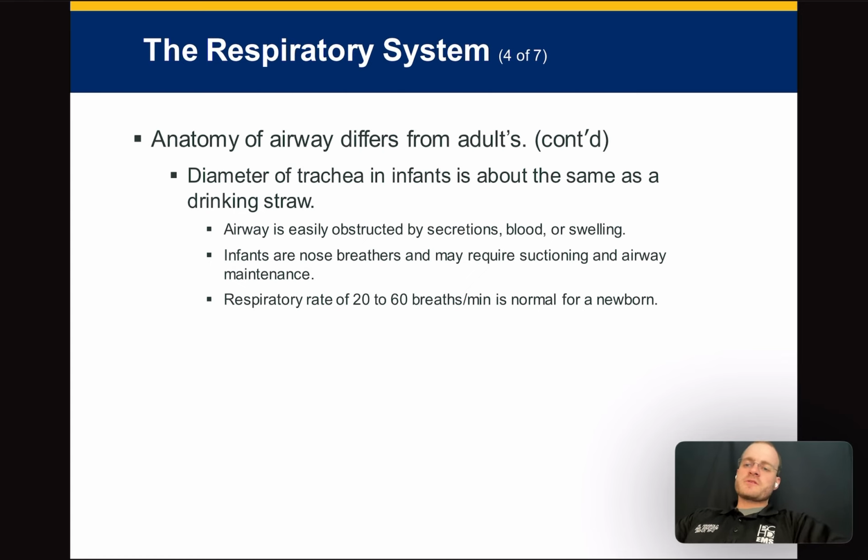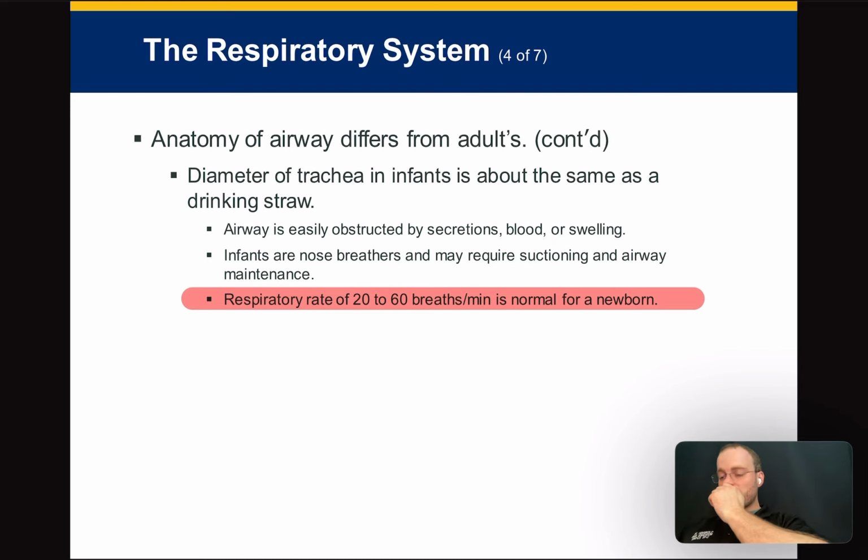The respiratory rate can be quite higher in newborns, 20 to 60 times a minute. A general rule is I'll look at a baby, and if I see them breathing about once a second, then they're breathing 60 times a minute, and that's normal in a newborn.